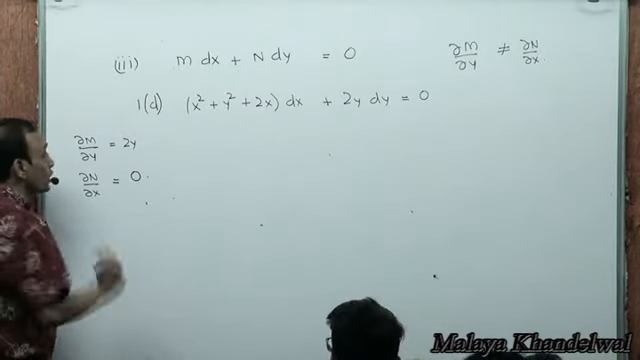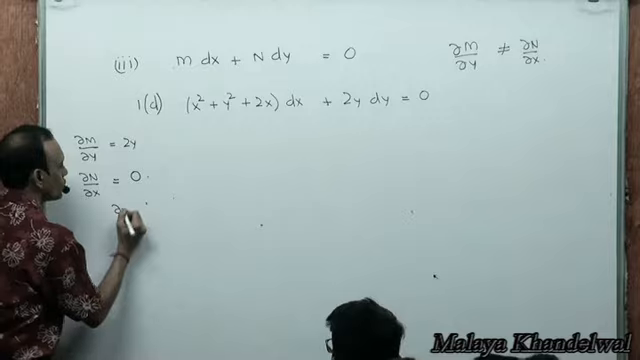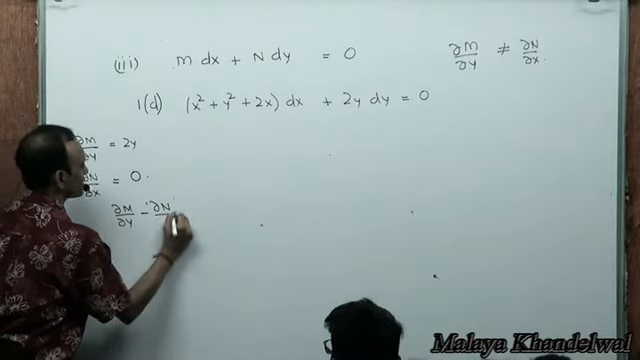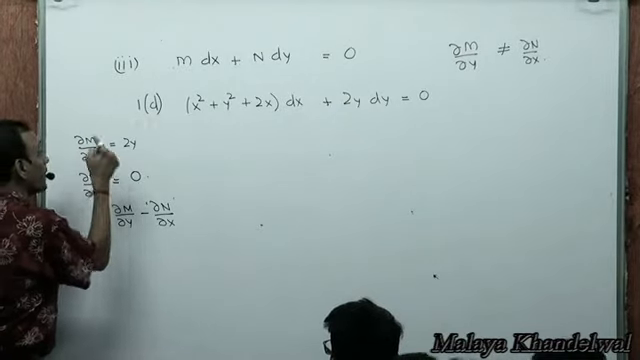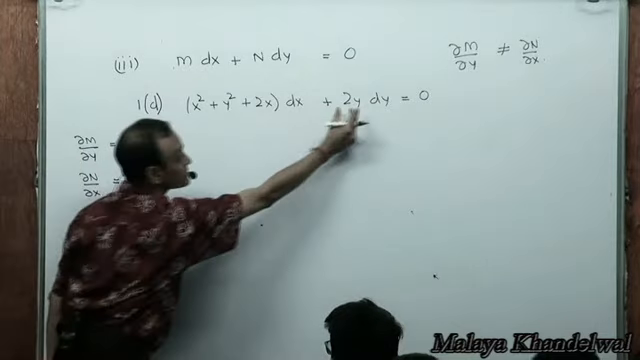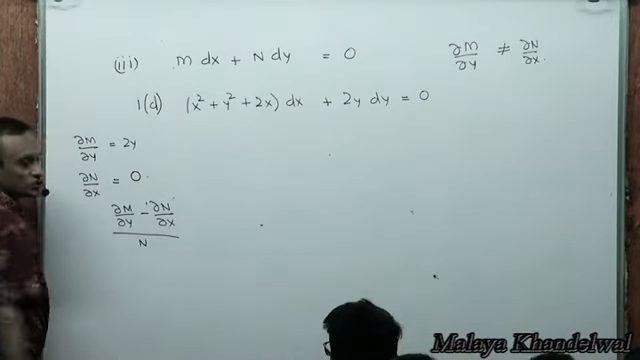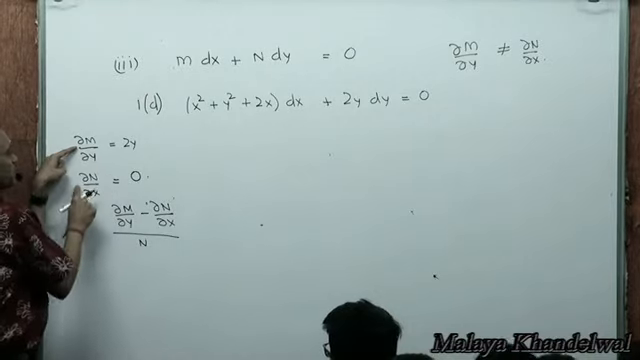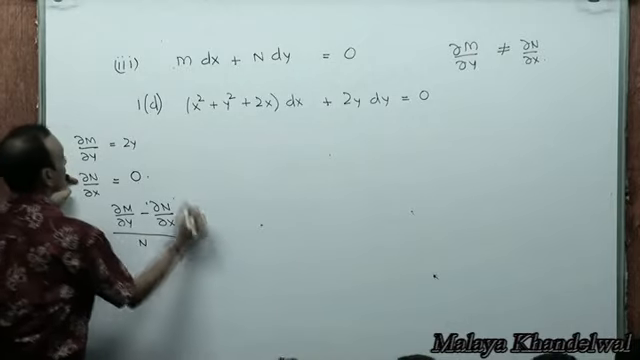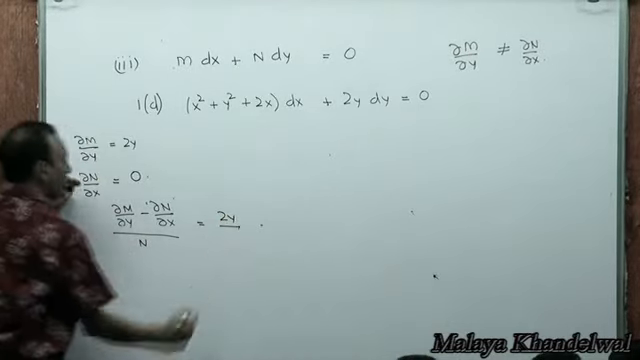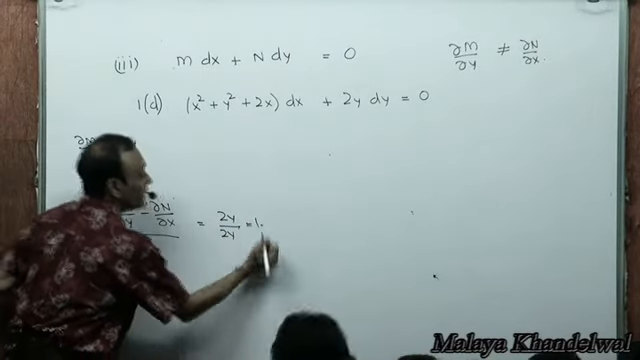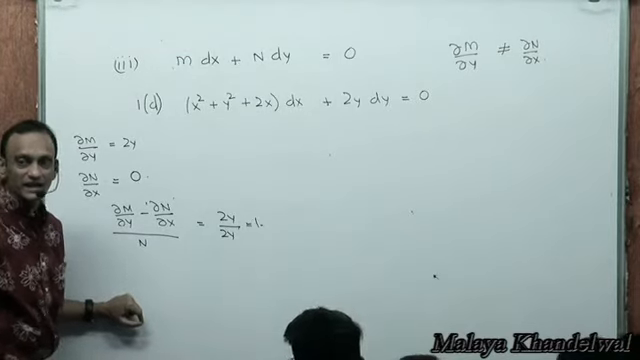Right? Now do you realize that ∂M/∂y minus ∂N/∂x, divided by N, which is 2y divided by N, which is 2y. See, ∂M/∂y minus ∂N/∂x is what? It is 2y, and divide that by N. N is 2y. Do you realize it's independent of y?